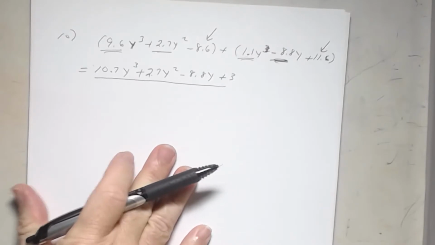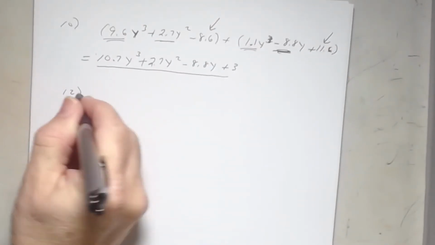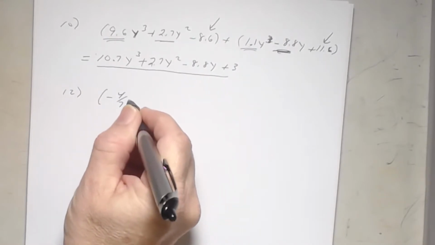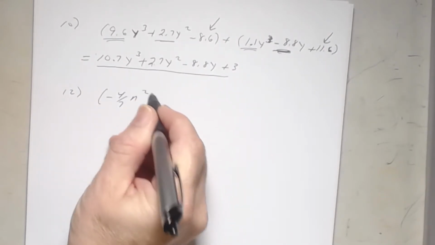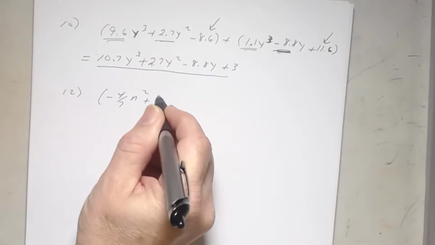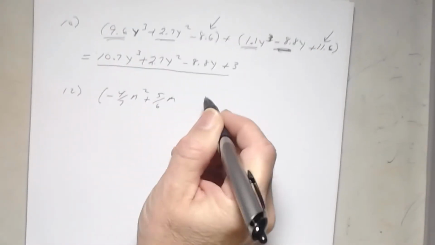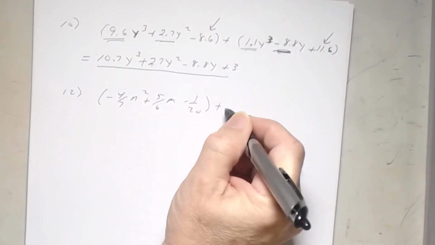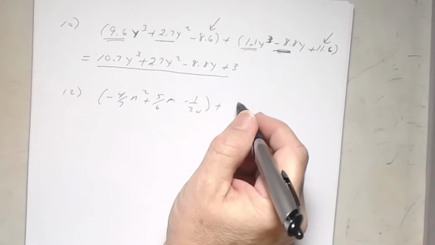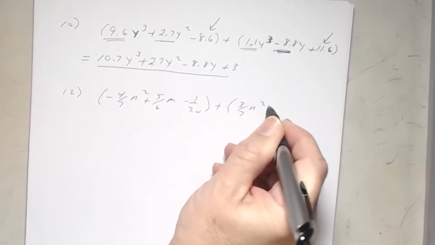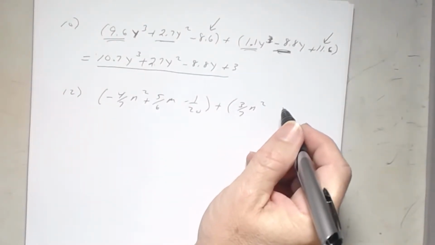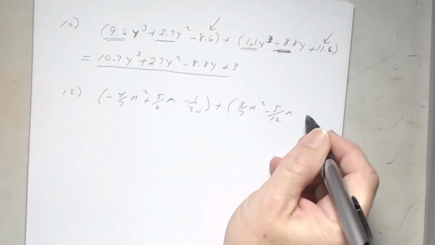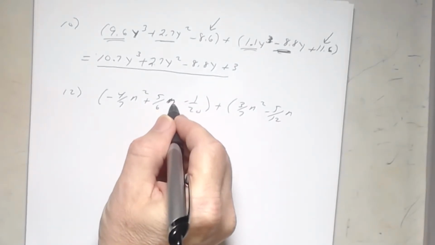Okay, but 12 it has fractions in it. You have your calculator. So negative 4/7 n squared plus 5/6 m minus 1/20th, and you're adding 3/7 n squared minus 5/12 n. Those are all n's.